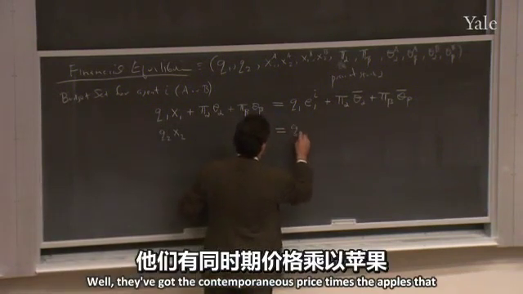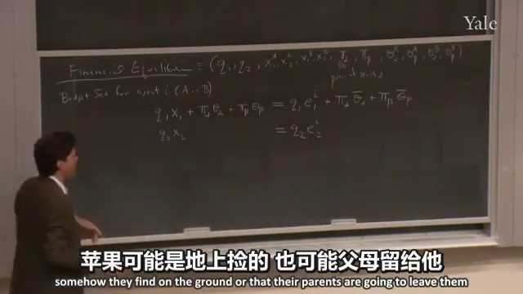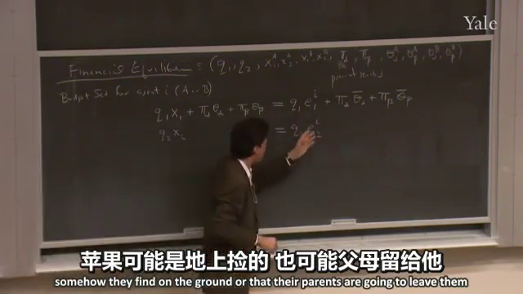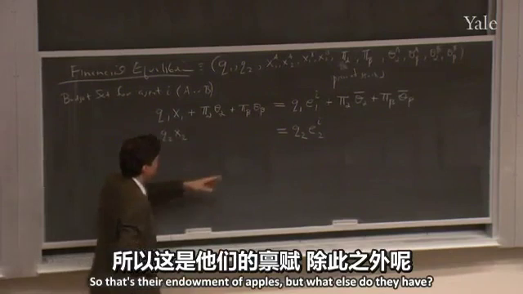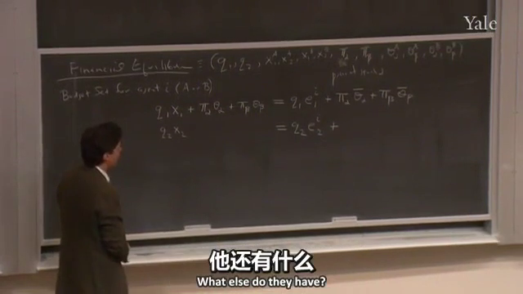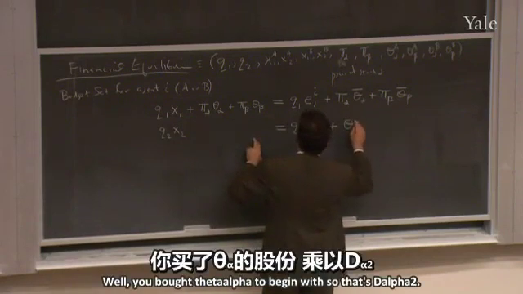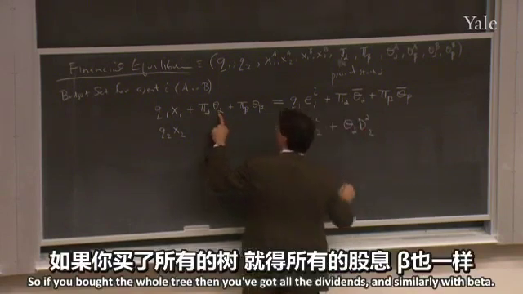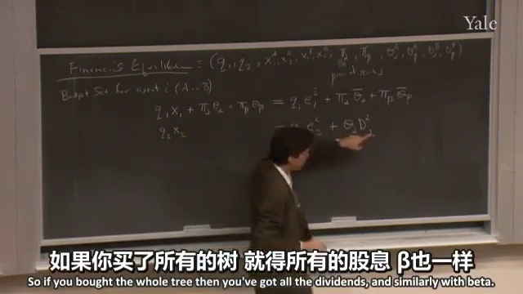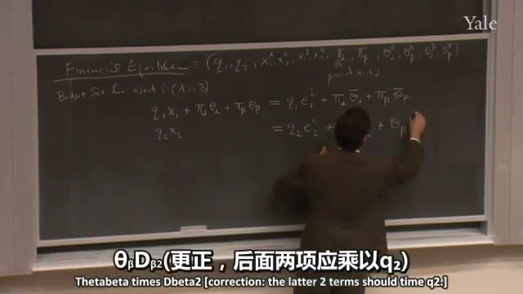Okay, and so what income do people have in period 2? Well, they've got the contemporaneous price times the apples that somehow they find on the ground or that their parents are going to leave them when they get old. So that's their endowment of apples. But what else do they have? They've got more apples than that. What else do they have? The dividends, okay? And so what are the dividends? Well, you bought theta alpha to begin with, so that's d alpha 2. So if you bought the whole tree, then you've got all the dividends. And similarly with beta, theta beta times d beta 2. Okay, so that's it.